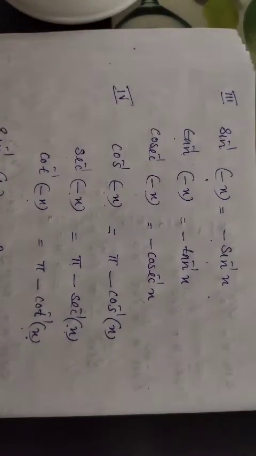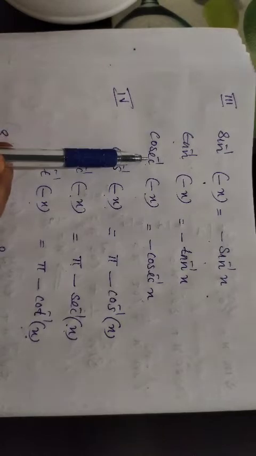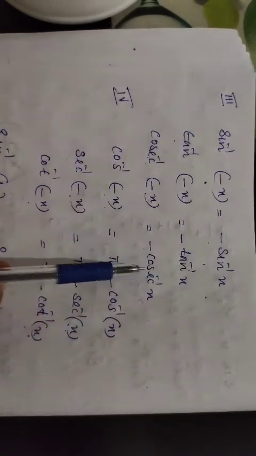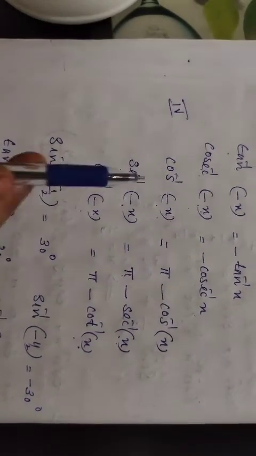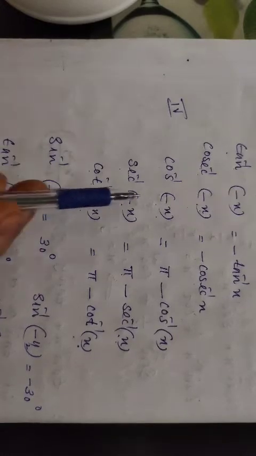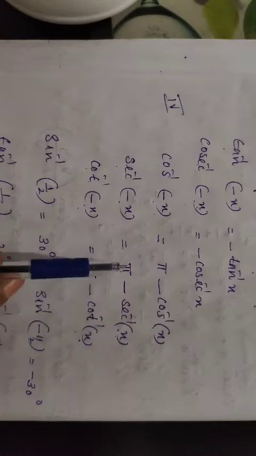See the first property, sin, tan and cosec. In these three functions, if the value is negative, the answer becomes direct negative. But cos, sec and cot, in these functions, if the value is negative, the answer is not direct negative, it is 180 minus.